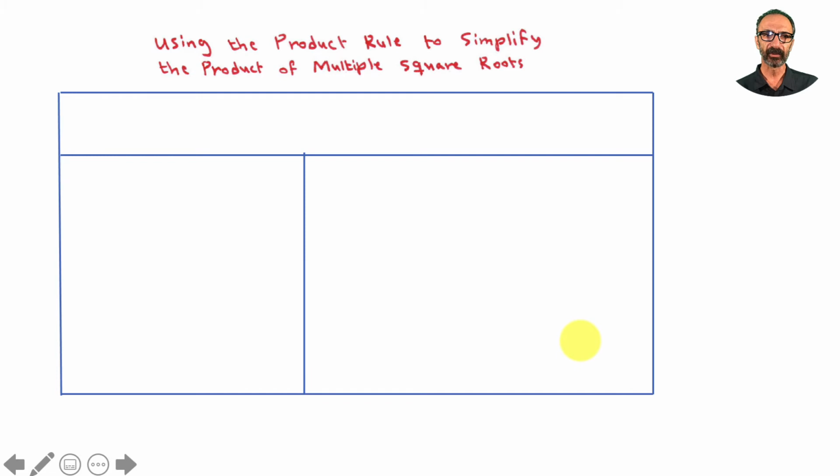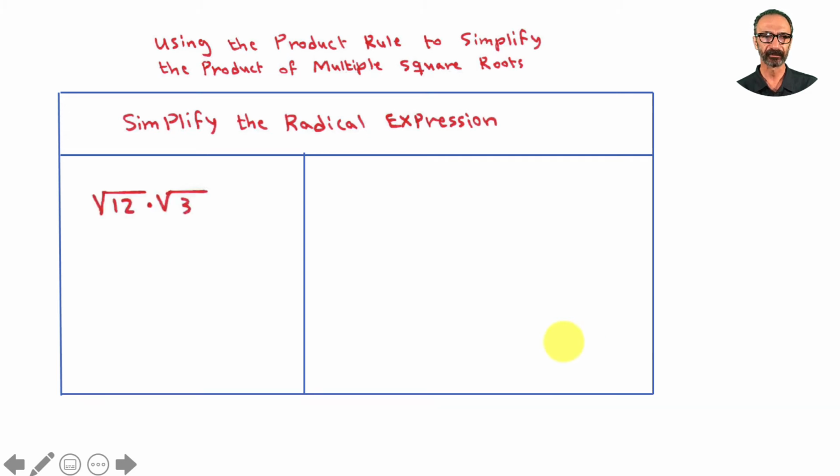Using the product rule to simplify the product of multiple square roots. Let's take a look at some examples. In this case, square root of 12 times square root of 3, it's written as two parts. I want to take it back to one part. So I could take it to square root of 12 times 3.